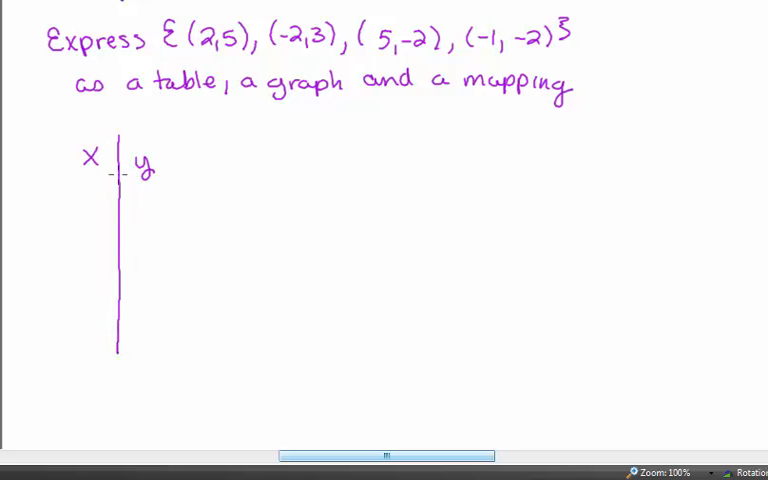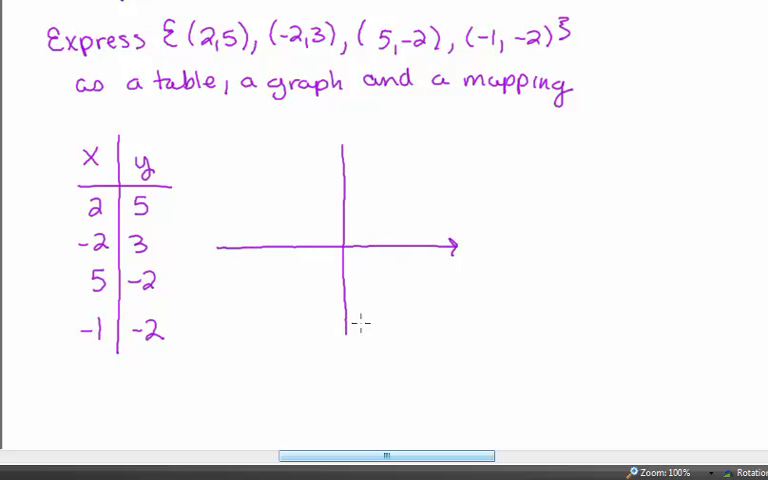So we make an X and a Y column, and I just put my X's on one side and my Y's on the other. There's my table. As a graph, first I have my coordinate plane. Of course, this is much nicer if I actually have graph paper. I do have a graph stamp, so if you want to borrow my stamp, just let me know and you can use that on your own paper.